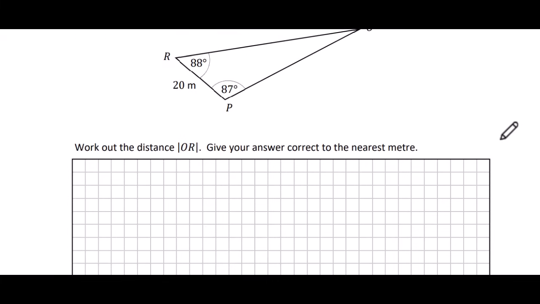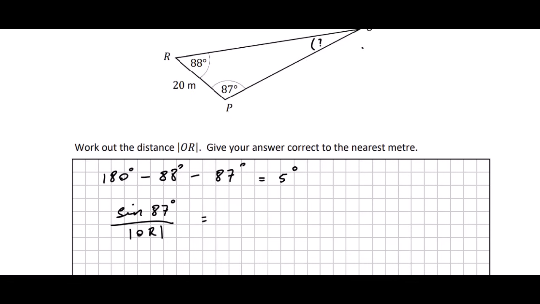So this is going to be the sine rule here. First of all I'm going to work out this angle here. If we take 180 degrees, that's what all three angles in a triangle add up to, I'm going to subtract 88 degrees and subtract 87 degrees, and that'll give me 5 degrees. So that's the angle up here at O. Now I'm going to use the sine rule. So I'm going to say sine of 87 degrees divided by the opposite side, which is what we want to know, that's OR, is going to be equal to the sine of 5 degrees over 20, its opposite side.